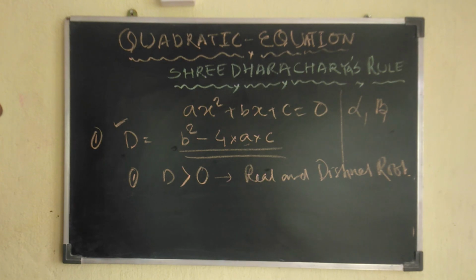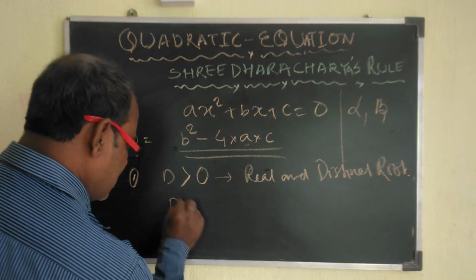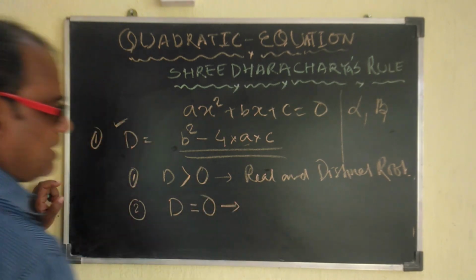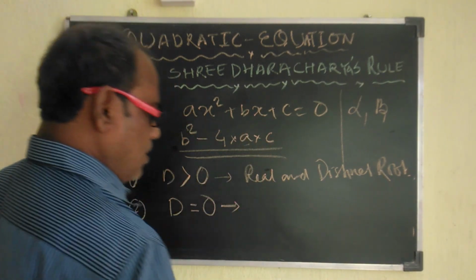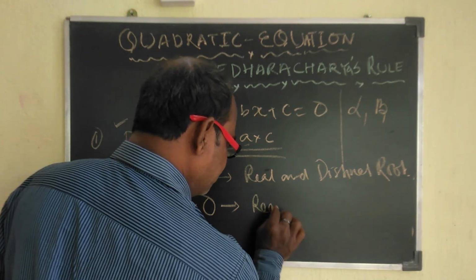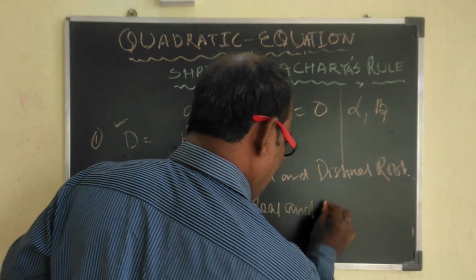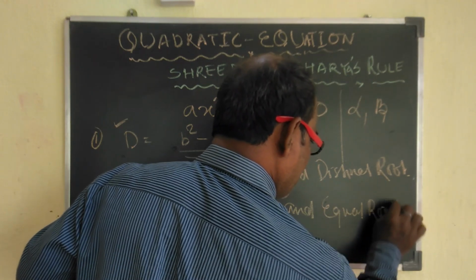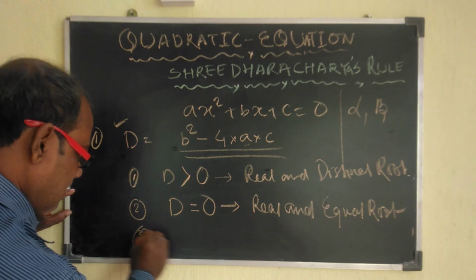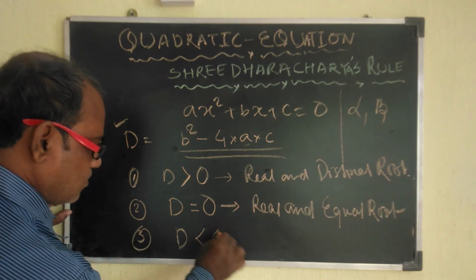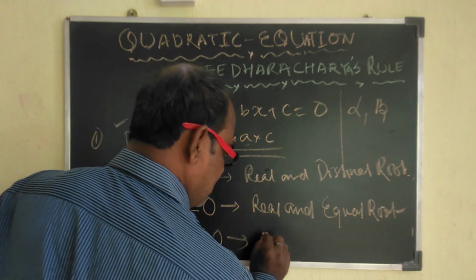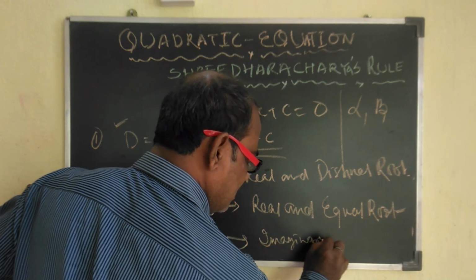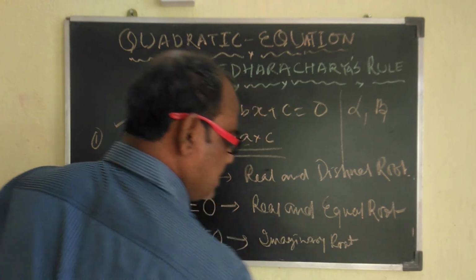Number 2, if D is equal to 0, then what do we get? If this is equal to 0, we get real and equal roots. And number 3, if D is less than 0, we get imaginary roots. Why do we get imaginary roots?